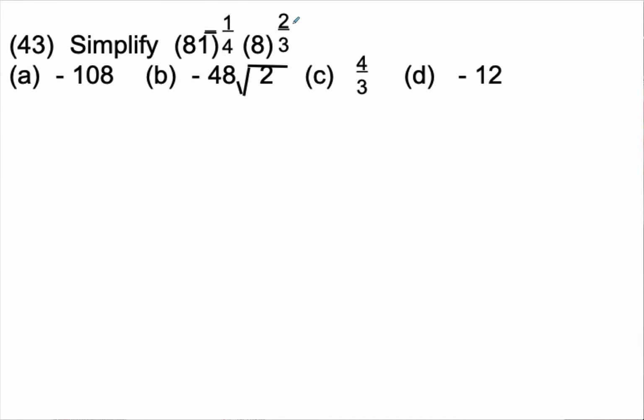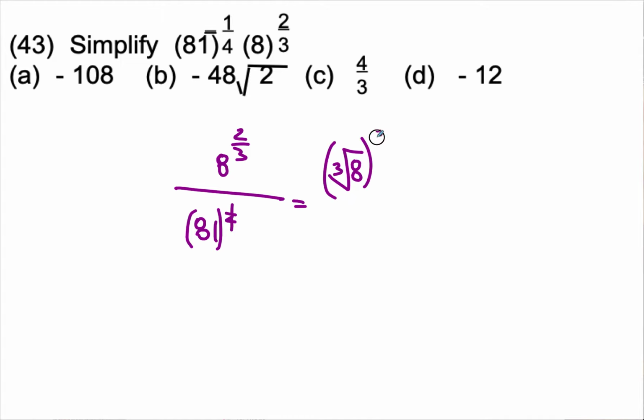Alright, how about this one? So first, I have 81 to the negative 1/4 power, so the same thing is 81 to the 1/4 power in the denominator. On the numerator, we have 8 to the 2/3 power. Now let me try to do the cube root first. That's cube root of 8 squared. That's another way for me to write it. This one is the 4th root of 81.